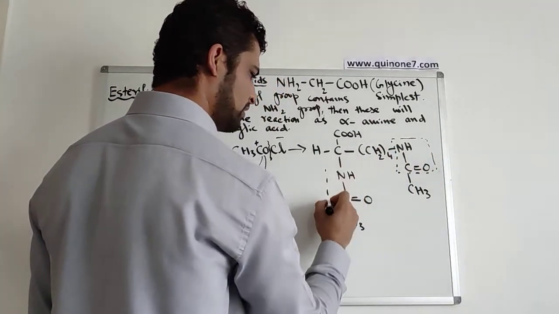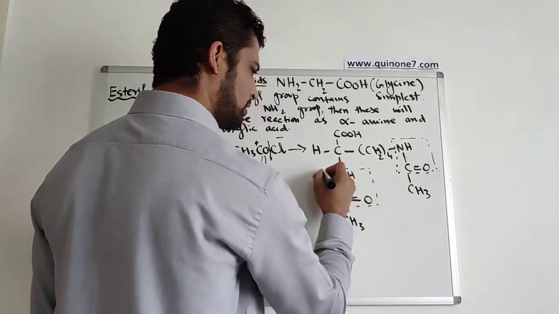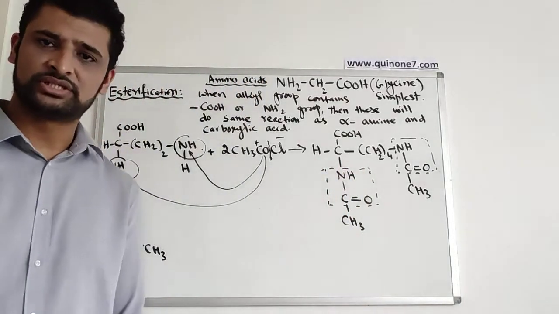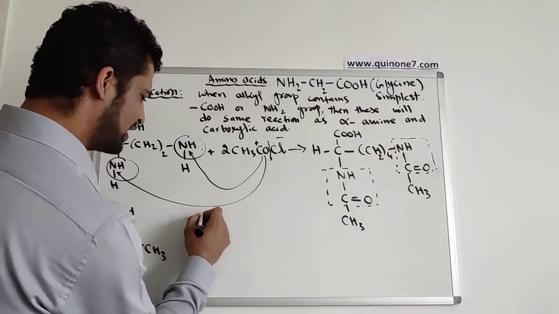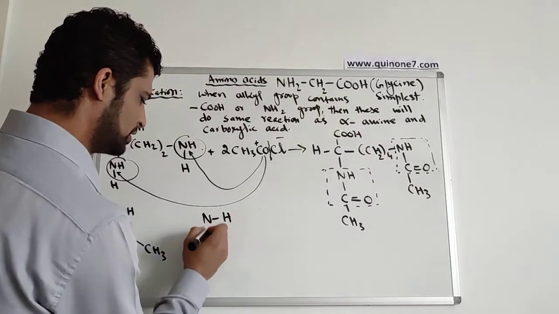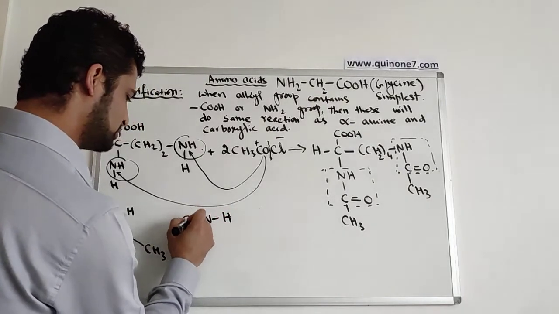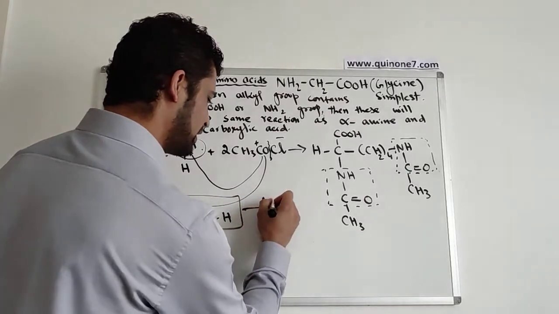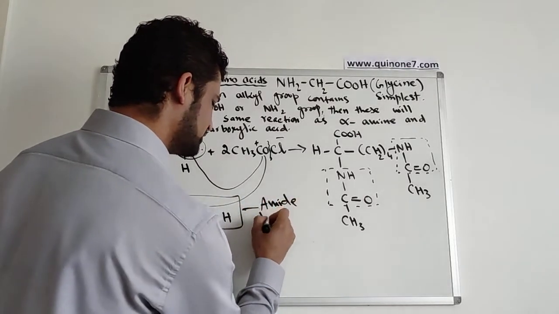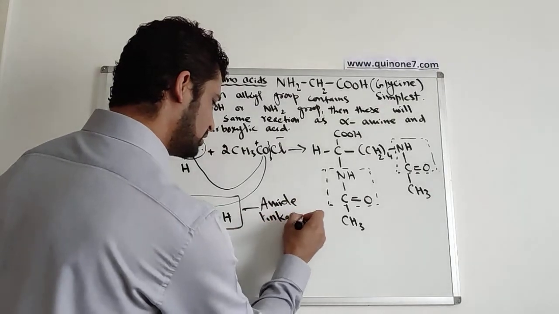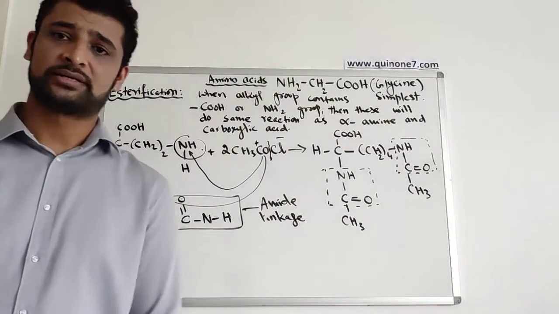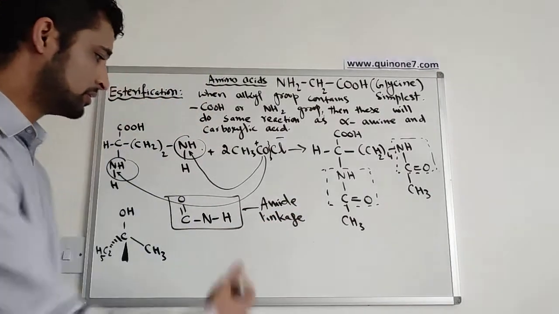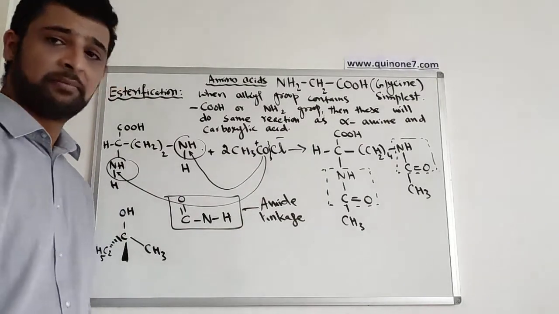In both cases, you have the NH-CO bond. So whenever you see NH with the CO bond linkage, that linkage is called an amide linkage. It is not the same as an ester, but the name is amide linkage.